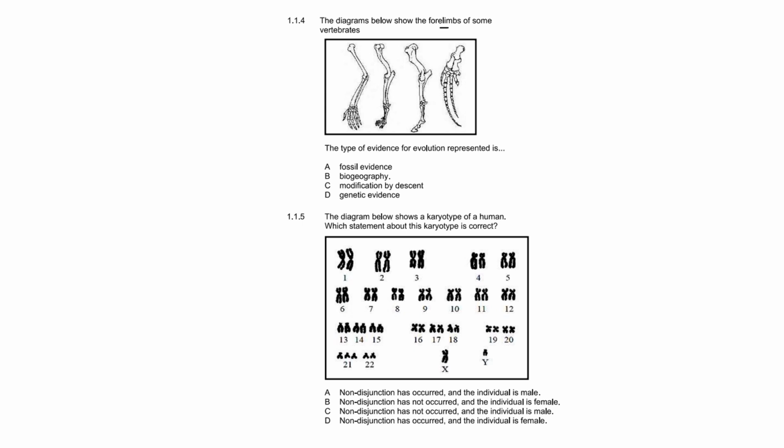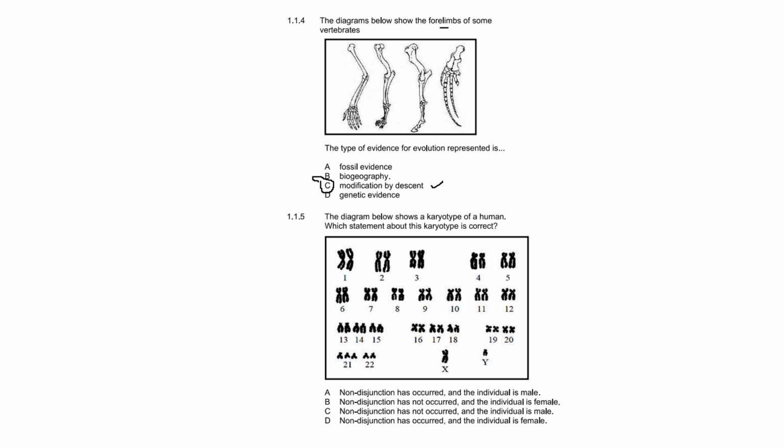The type of evidence of evolution shown here is modification by descent, because we've got 4 different limbs which are being modified. So that's modification by descent. They're being modified from different limbs. So that will be the obvious answer there.